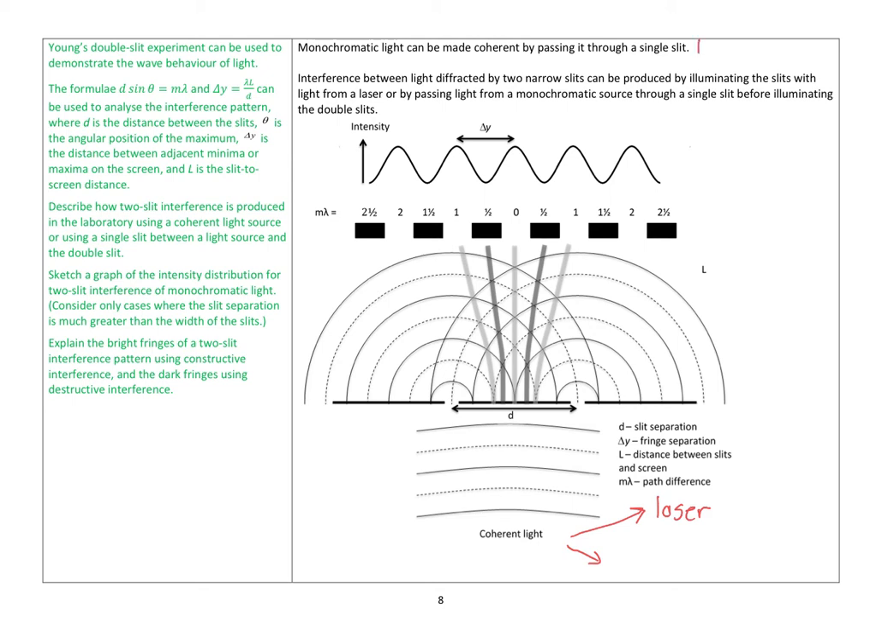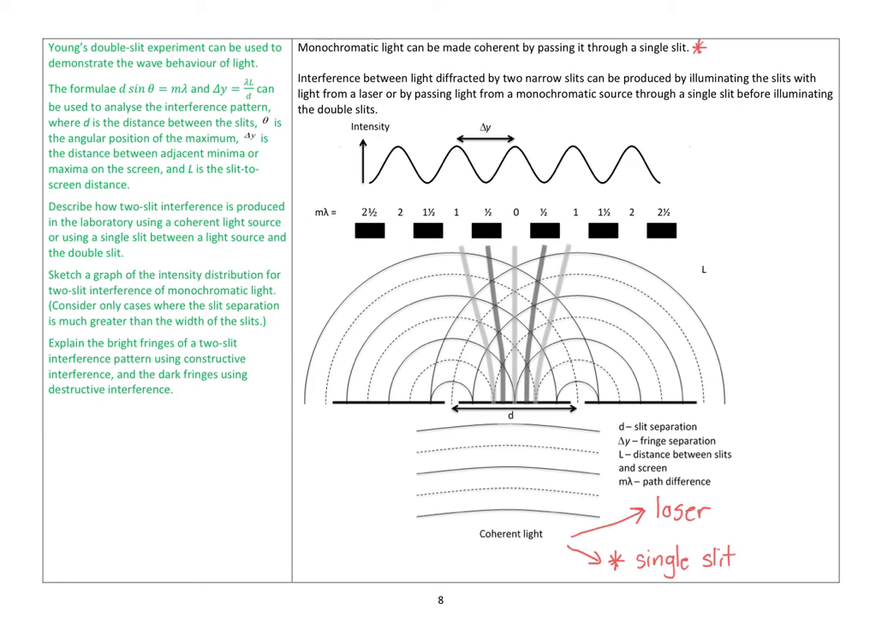So this statement basically aligns with what we can do here. We can use a single slit. We normally now have access to lasers in the lab, so we don't tend to use a single slit. I must admit, when I went to school we didn't have access to lasers, so we'd usually use monochromatic light with a single slit to produce coherent light.